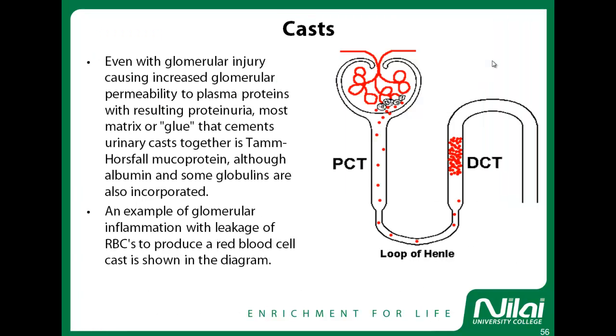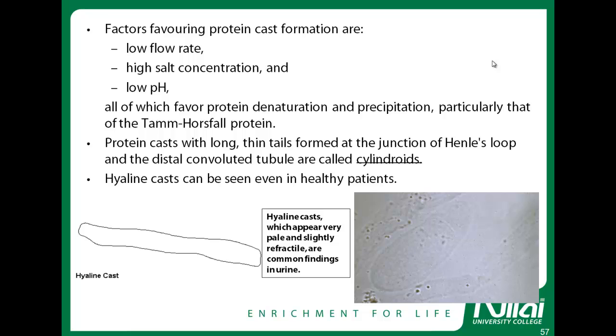Even with glomerular injury causing increased glomerular permeability to plasma proteins with resulting proteinuria, most of the matrix or glue that holds the cast together is Tamm-Horsfall mucoprotein, although albumin is also incorporated. An example of glomerular inflammation with leakage of RBCs to produce a red blood cell cast is shown in the diagram. Factors favoring protein cast formation are low flow rate, excess salt concentration, and low pH, all of which favor protein denaturation and precipitation, particularly that of Tamm-Horsfall protein.